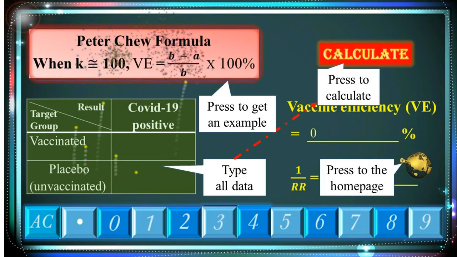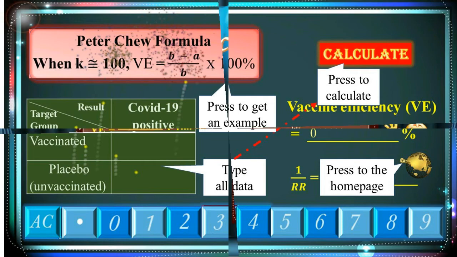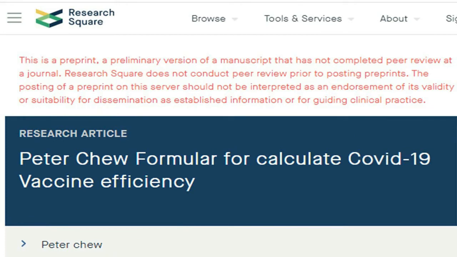When K equals 100, the calculation of Peter-Chew's formula is very simple. V equals B, A, B by 100%. Another advantage of the Peter-Chew formula is that the public can easily obtain the required data from public news, which allows the public to easily calculate on their own. As a result, confidence in the effectiveness of the COVID-19 vaccine has increased. Peter-Chew formula for calculating COVID-19 vaccine efficiency is available at Research Square.